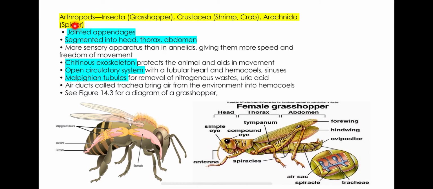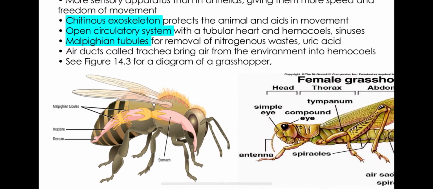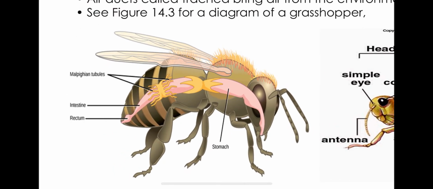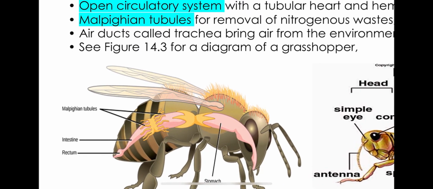Arthropods like insects, grasshopper, crustaceans like shrimps, crabs, arachnids like spiders. They have jointed appendages. Look at the joints. Their appendages are jointed. They have an open circulatory system, and we explained before the meaning of open circulatory system.